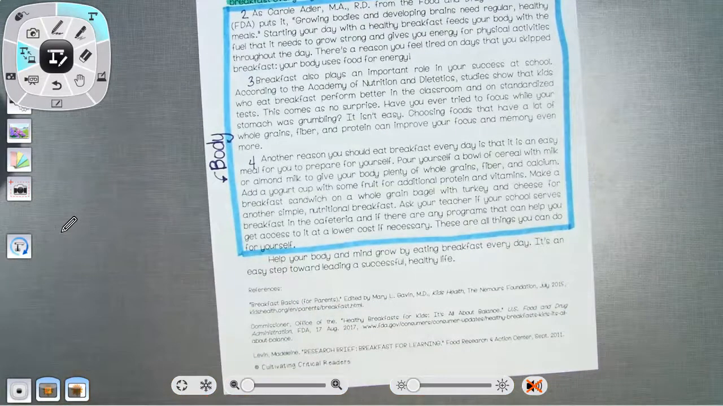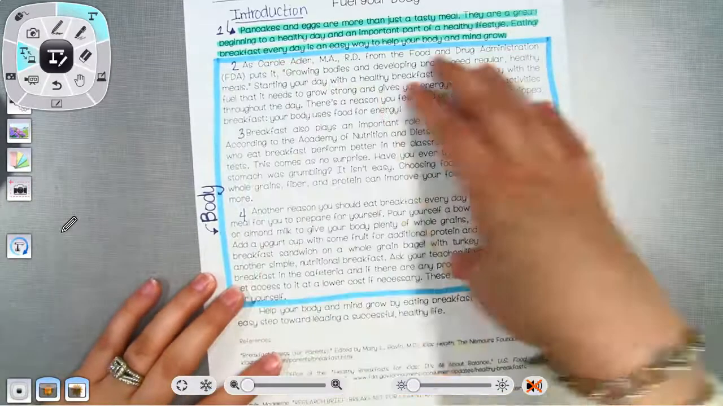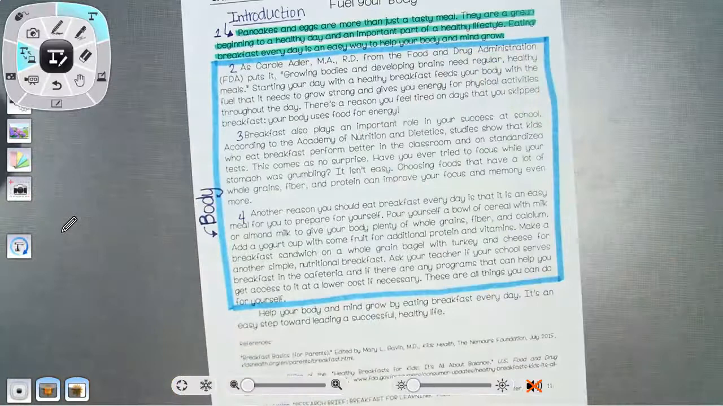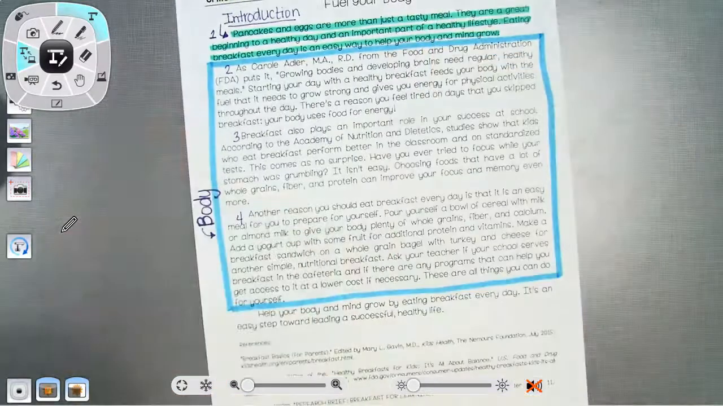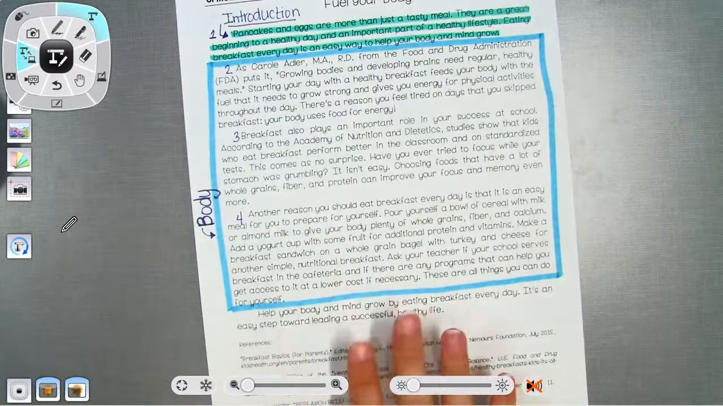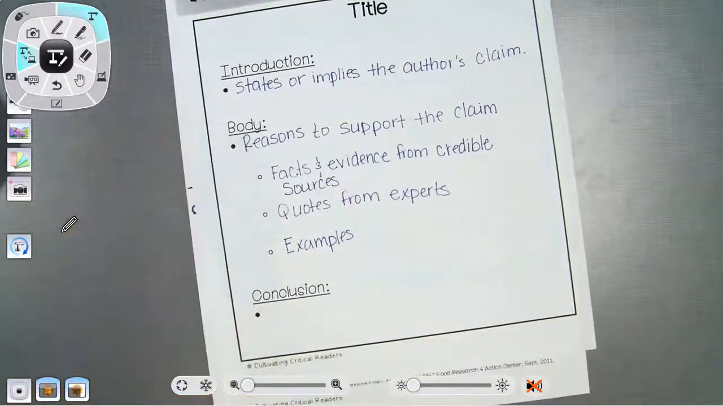So one of the reasons is it's an easy meal to prepare. It doesn't take you long to make breakfast. Okay, so this is our body. This right here is giving us our facts, our reasons for his opinion. Okay, so the last thing that an argumentative text has is a conclusion.